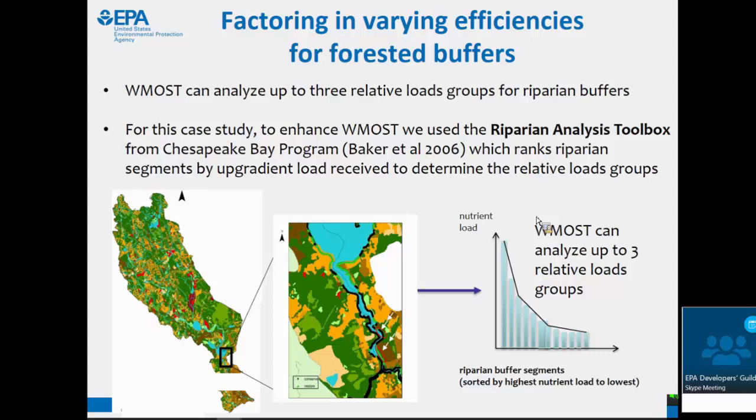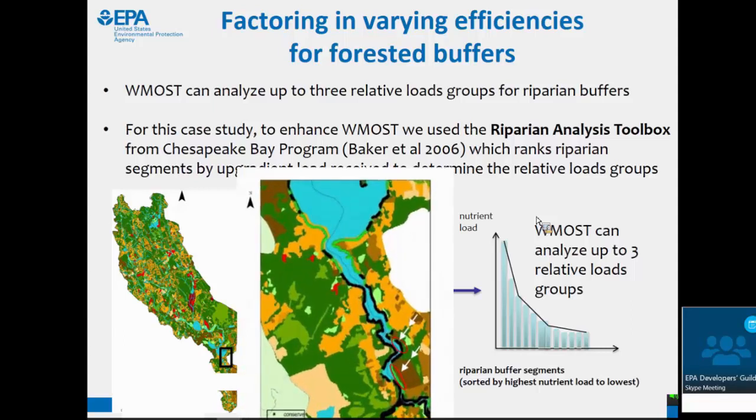We used another tool called the Riparian Analysis Toolbox, which had been developed with support from the Chesapeake Bay Program, and that allows you to rank riparian segments by the upgradient load received to determine the relative load groups. So if we zoom into this middle portion here, you can see that the riparian segments along the water body have been classified into conservation segments in black and restoration segments in green, two examples down here. And the tool is basically calculating what's draining to each of these segments. That allows you to rank those segments and define the relative load groups. You can do that by breaks and slope, changing the magnitude, a number of different break points.